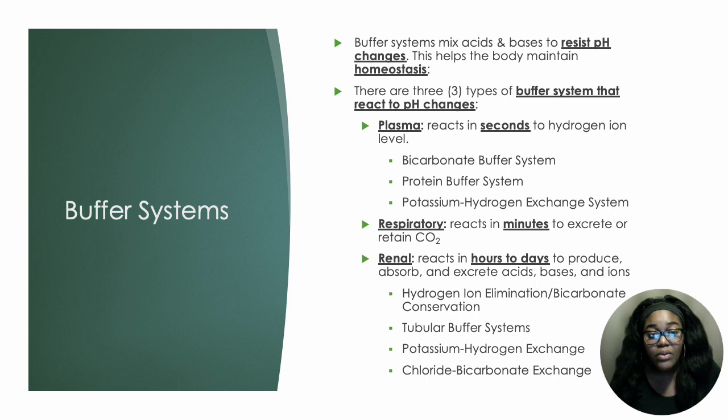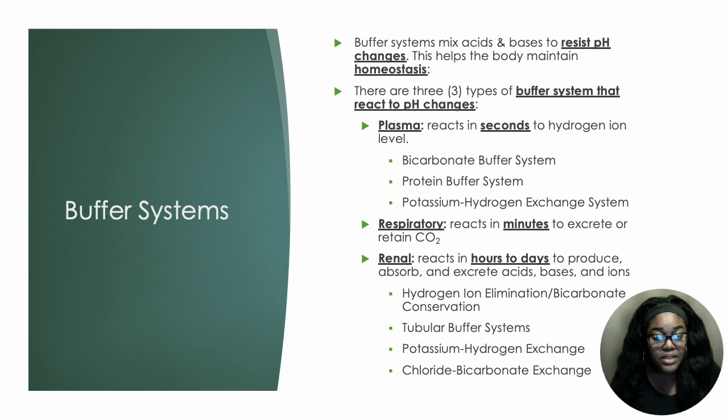When we talk about the respiratory buffer system, that's literally ventilation, and we will get into that in more detail in another chapter. But it helps to excrete or retain CO2 to help resist those pH changes. And then we have the renal system, which also reacts in hours to days to help absorb, excrete, or retain acids, bases, and ultimately your ions.